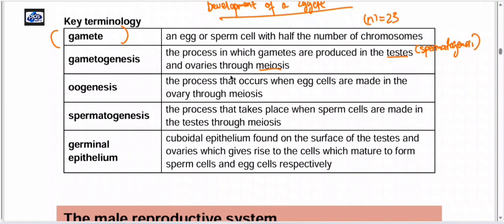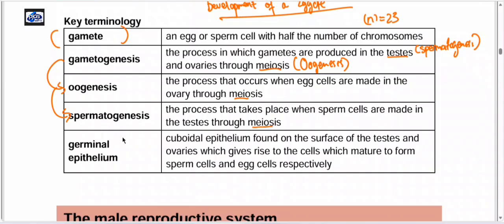Then in our ovaries, we talk about the production of an ovum through oogenesis. Oogenesis is the process that occurs when egg cells are made in the ovary through meiosis. Spermatogenesis, for the sperm cell, is the process that takes place when sperm cells are made in the testes through meiosis.